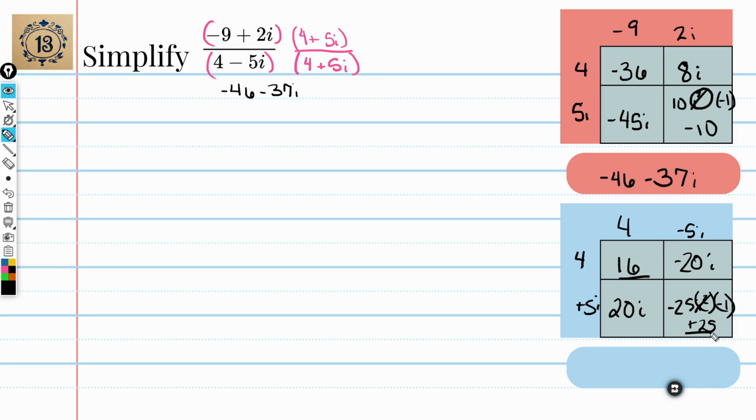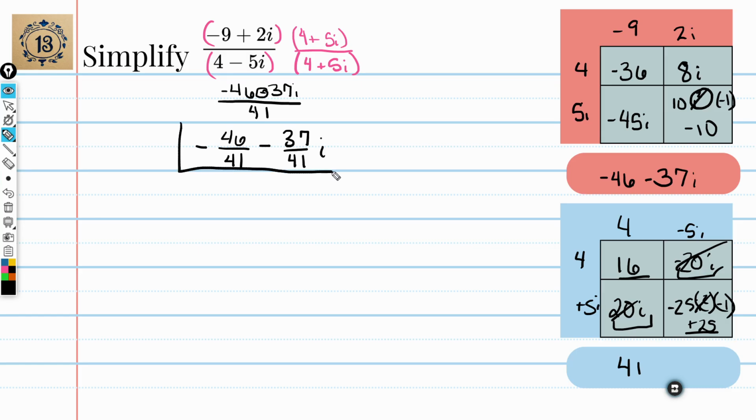We're going to add together our real parts, and we end up with 41. When we add together our imaginary, they cancel out. So we're dividing that by 41. And so we have a negative 46 divided by 41 minus 37 divided by 41i. Because 41 is a prime number, we do not have anything that can simplify.